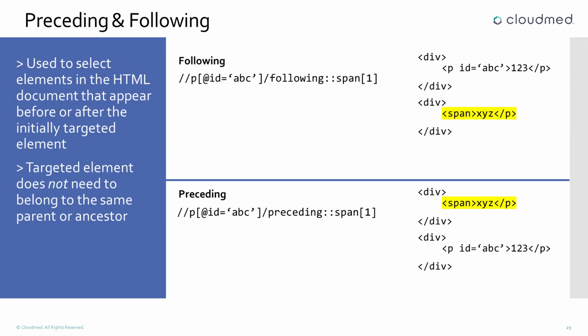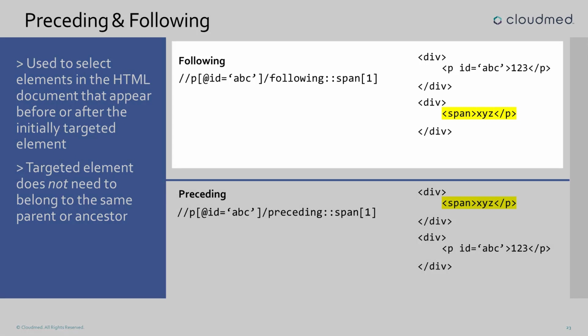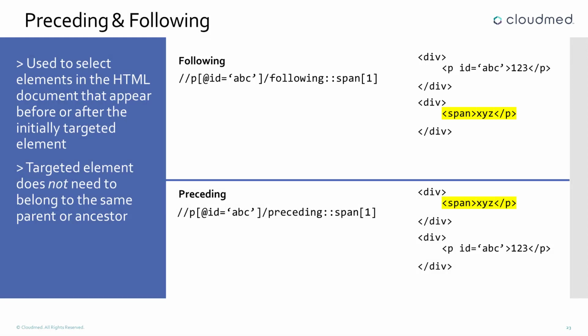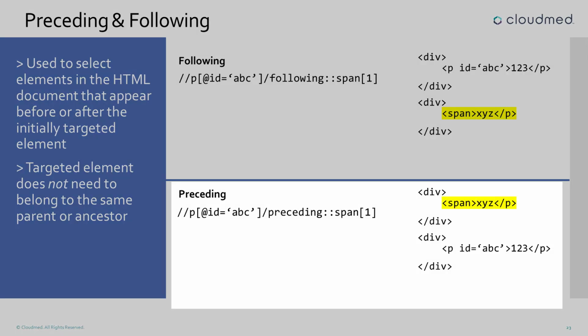This is sort of similar to sibling in a sense. We're looking at following, preceding, but these do not have to belong to the same parent. They don't need to belong even in the same family tree in essence. It's just going to find, starting at, in this case, the paragraph with an ID of ABC, the following span anywhere in the document starting at this paragraph tag here. It's going to find the first instance of a span after that. And same goes for preceding, just in the other direction.